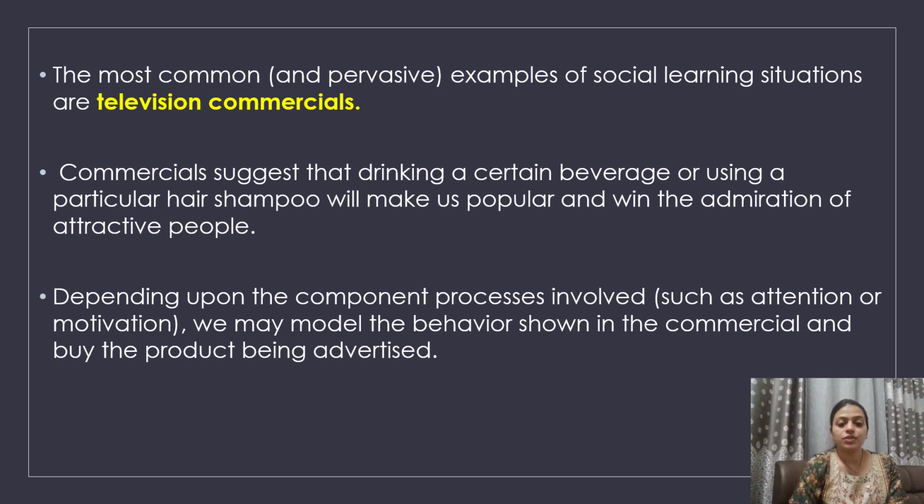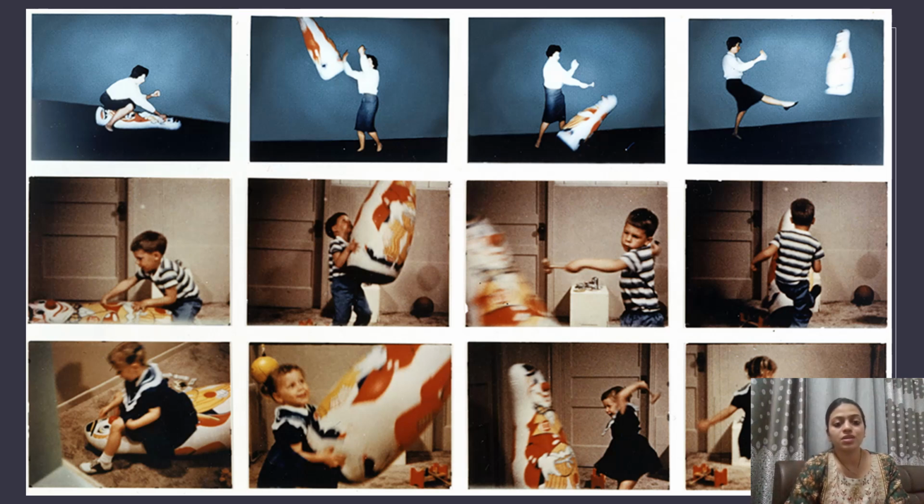So the commercials which come during any TV show might show drinking a certain beverage or using a particular hair shampoo will make you popular and win the admiration of attractive people. So depending upon the component processes involved, such as attention or motivation, we may model the same behavior which is shown in the commercial and buy the product which is being advertised. Okay, so this is the famous Bobo doll experiment which was conducted by Albert Bandura, and he's famous for this experiment.